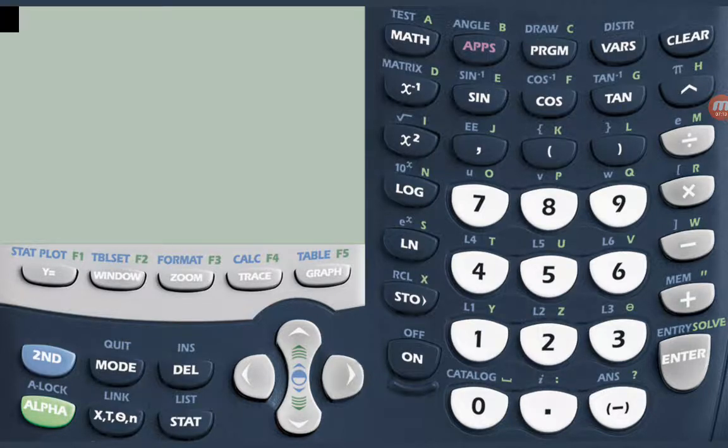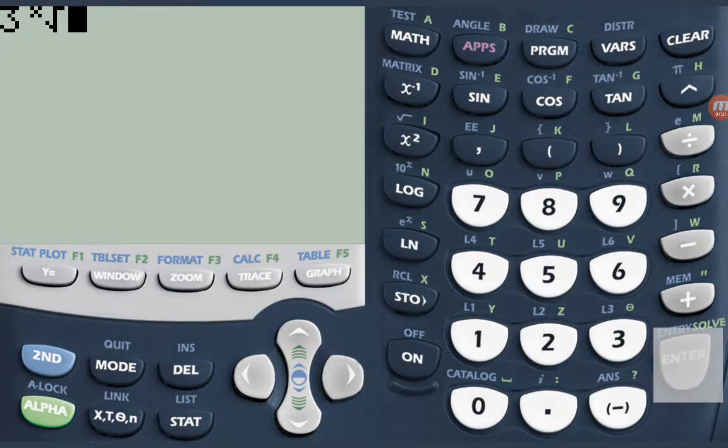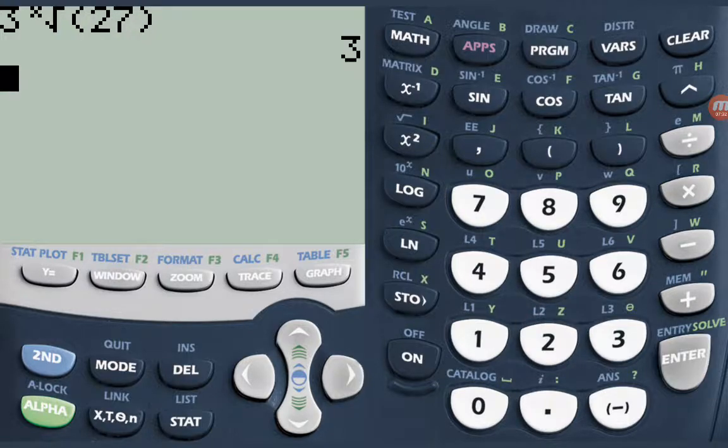If you want a 4th root or a 5th root, all you have to do is this. I put what kind of root I want, then I go to math, option 5. That right there is a 3rd root now. So if I wanted to do the 3rd root of 27, that's how I would type it in. So it turns out the 3rd root of 27 is 3.